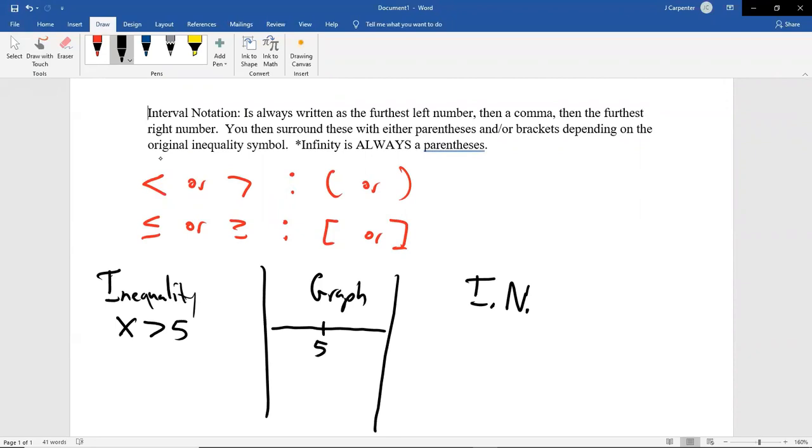Because this was a greater than symbol, because it did not have the or equal, we can't touch the 5, we can't use the 5. It goes up to 5.00001, but not actually 5. So that means we're going to put a parentheses on it. And greater than means we're going to shade to the right. I like to put an arrow on the far right side signifying that it goes on forever and ever. And then a parentheses at the 5.